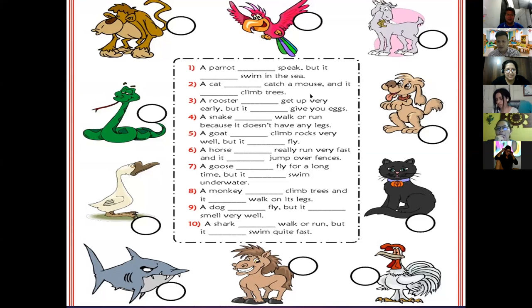Okay, students, we're gonna work together, right? And we have 10 sentences here. What we're gonna do, we have to fill in the blank. For example, you can see the bird, right? Okay, how do you say this? Speak. Yeah, speak.